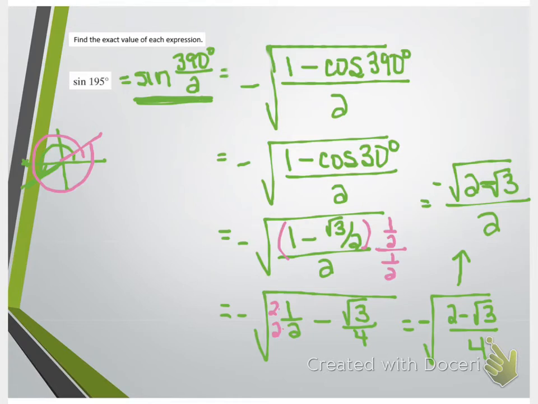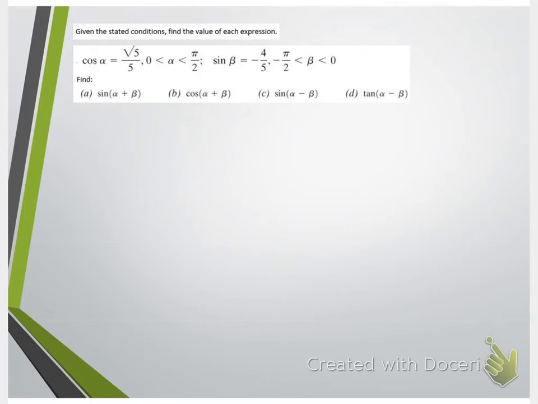You probably cannot stop here. The computer is probably going to yell at you, and it's really not the best form, so you want to take it as far as you can. I would probably try to get it to here. All right, what else have I got?